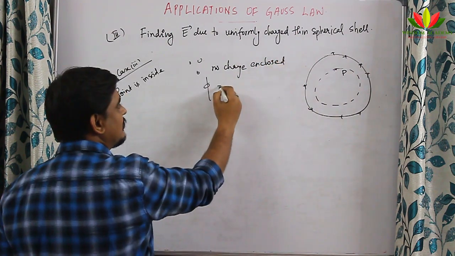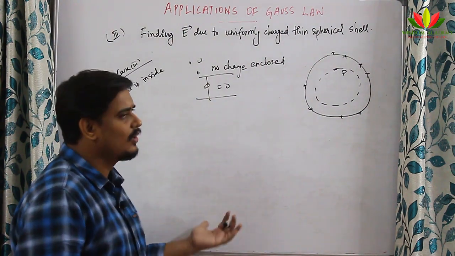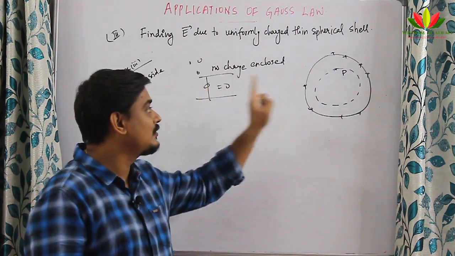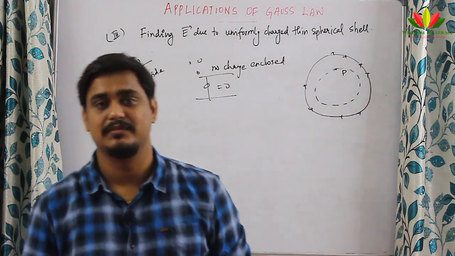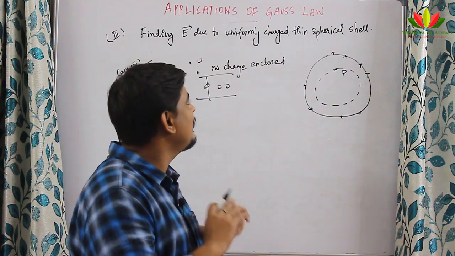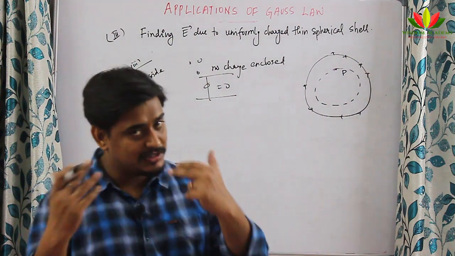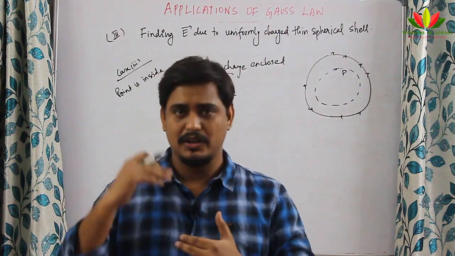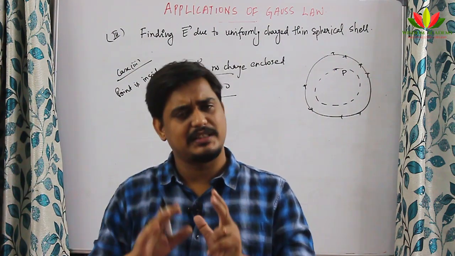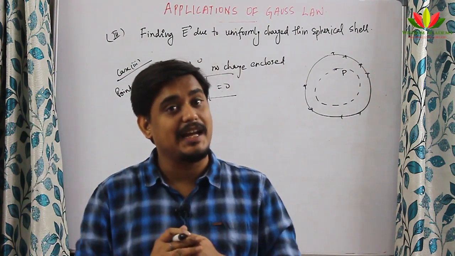what will be the phi? 0, because phi is 1 by epsilon times net charge enclosed. Net charge enclosed is 0, phi is 0, so electric field is 0. This concept is also used in electrostatic shielding, remember that. So we understood that the electric field inside a uniformly charged thin spherical shell is 0. So if the point is outside, it is 1 by 4 pi epsilon naught Q by r square. When it comes to the surface, it is sigma by epsilon naught, or you can write 1 by 4 pi epsilon naught Q by r, the radius of the shell, square. And if it is inside, it is 0.